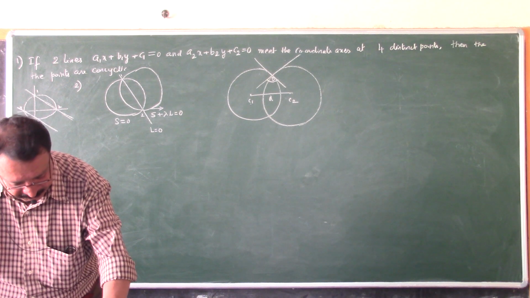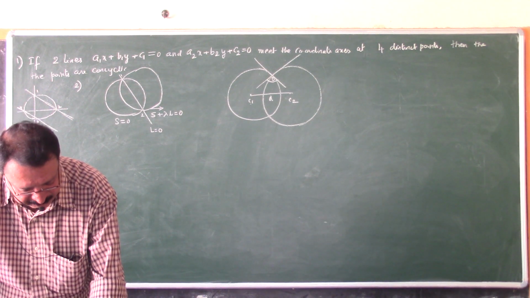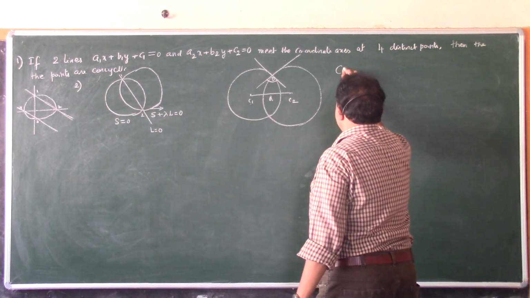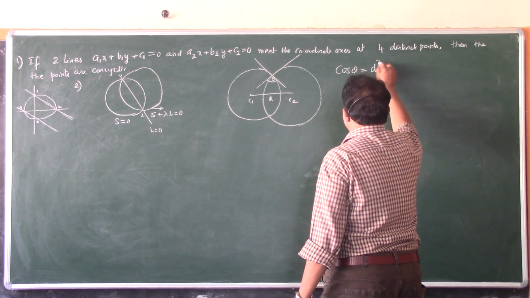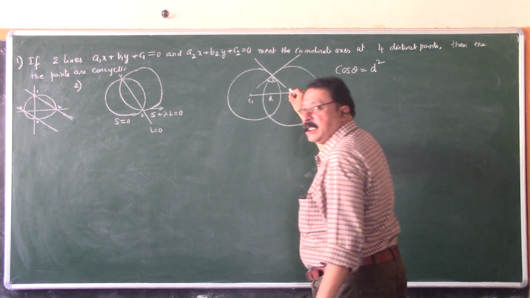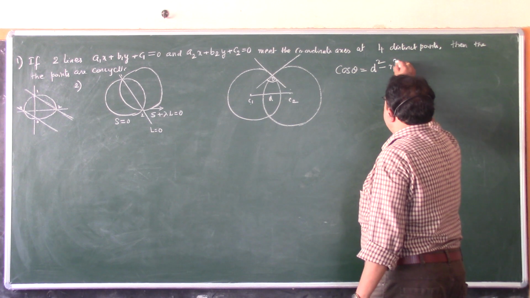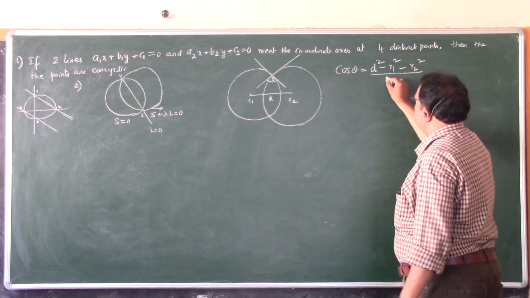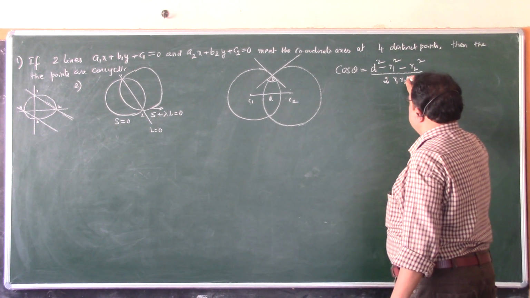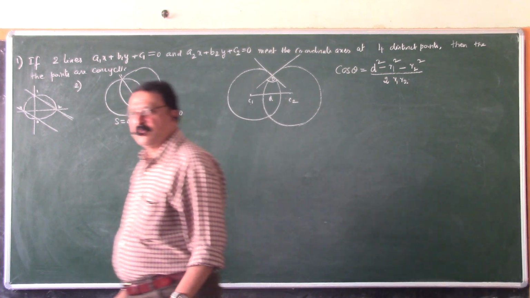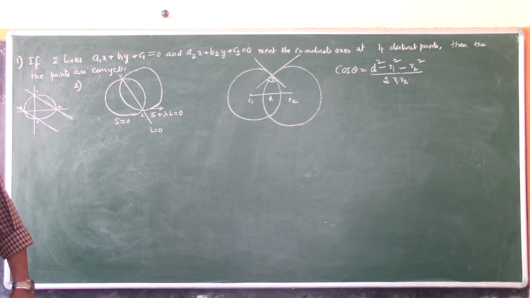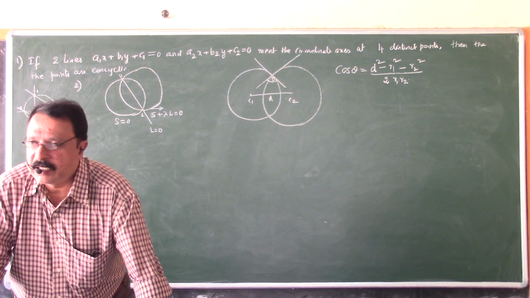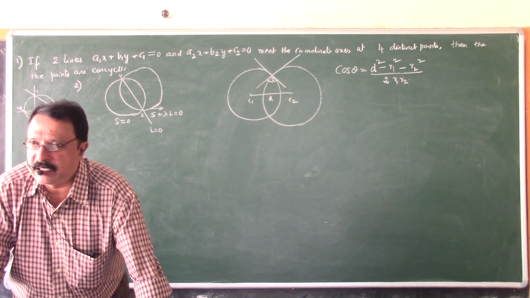So here, theta is the angle between the tangents to the circles, then cosine of the angle between the circles is cos theta equals D square. What is D? Distance between the centers, minus square of the radius of the first circle minus square of the radius of the second circle divided by 2 times the product of the radii. This formula you should remember. How to find the angle between two circles? Cos theta equals D square minus R1 square minus R2 square divided by 2 R1 R2.